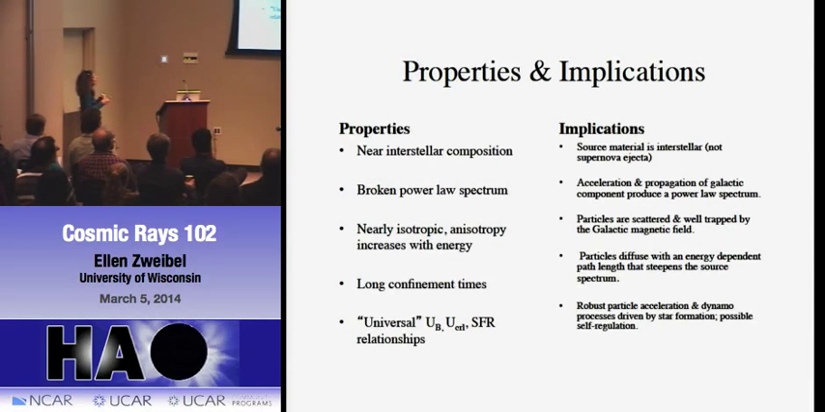So to summarize, these properties: the near interstellar composition implies that the source material is interstellar. And specifically, it's not supernova ejecta. It's more representative interstellar material. This broken power law spectrum must be produced by the acceleration and propagation. The near isotropy suggests that the particles are scattered and well trapped by the galactic magnetic field. With the long confinement times, the particles diffuse with an energy-dependent spectrum that steepens the source spectrum. And these universal magnetic energy density, cosmic ray energy density, and star formation relationships suggest this regulation going on between the star formation, the galactic dynamo, and particle acceleration.